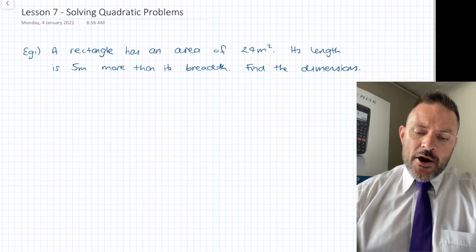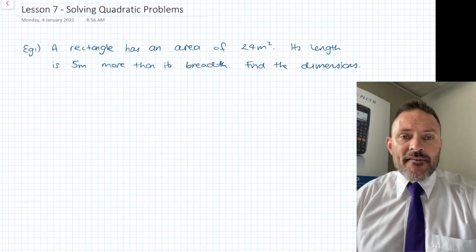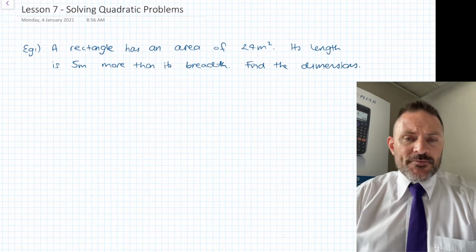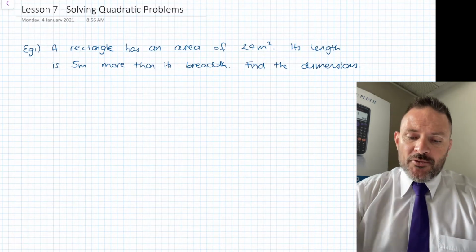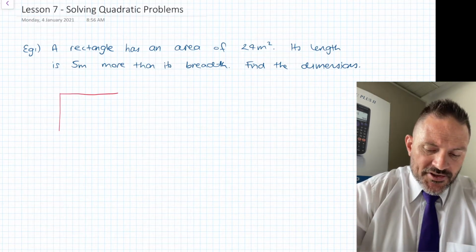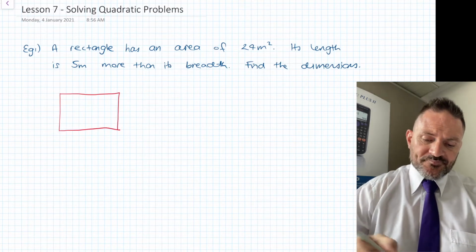A rectangle has an area of 24 square meters. Its length is 5 meters more than its breadth. What are the dimensions? So first of all, what you'll notice is that there is no diagram. And I really think that one of the most important aspects of this question is to draw down a diagram so it gives you a better picture about what's going on.